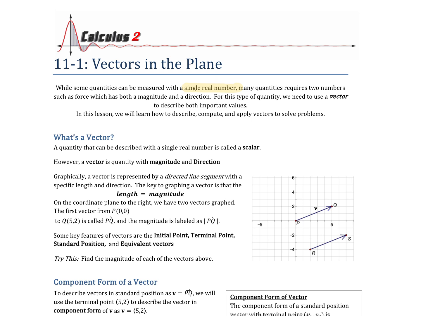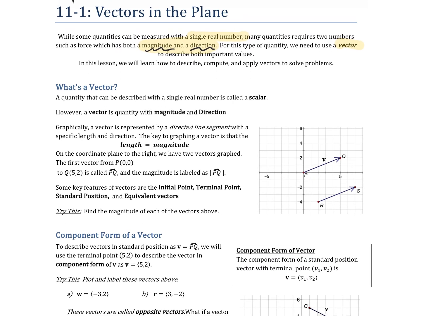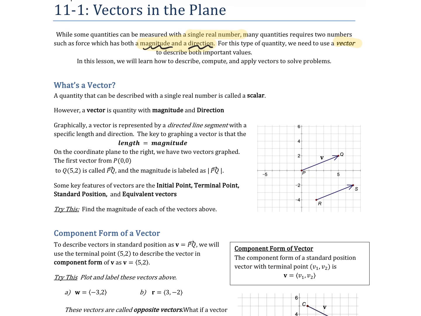I don't know if I can or not, but anyways, probably not. Those are just single numbers, but some quantities require two numbers, like force. Force has a magnitude and a direction. So in order to define those, we have vectors. A vector has two quantities, magnitude and direction. So let's see how to describe these vectors.